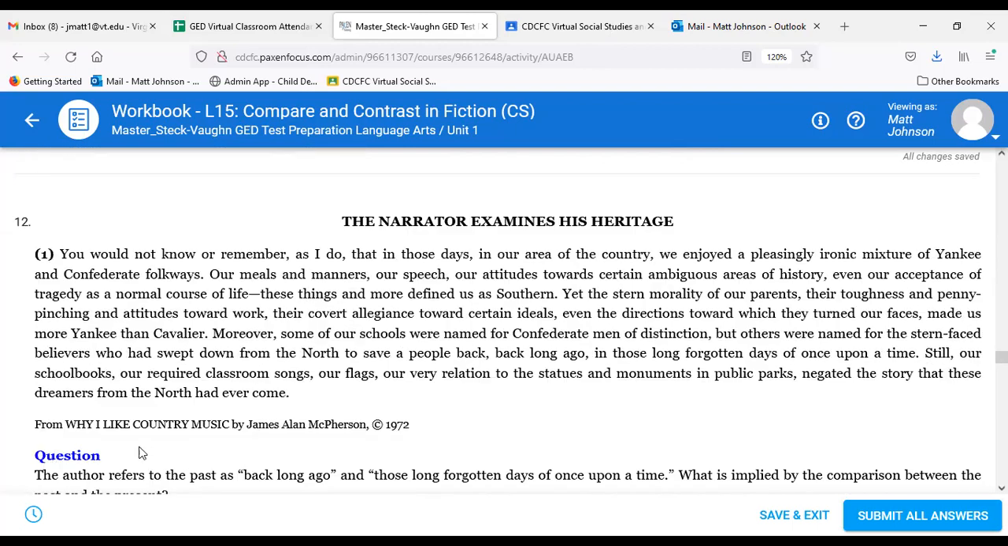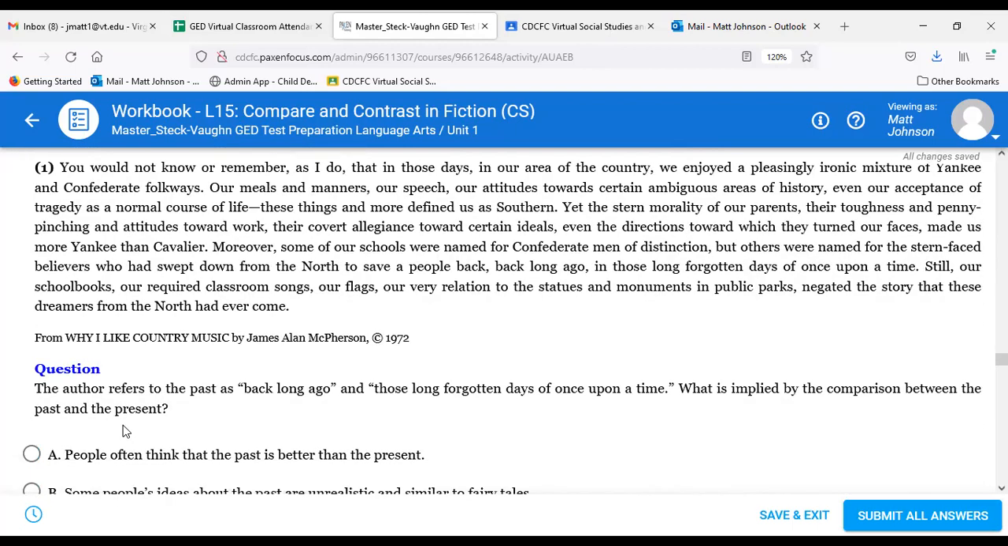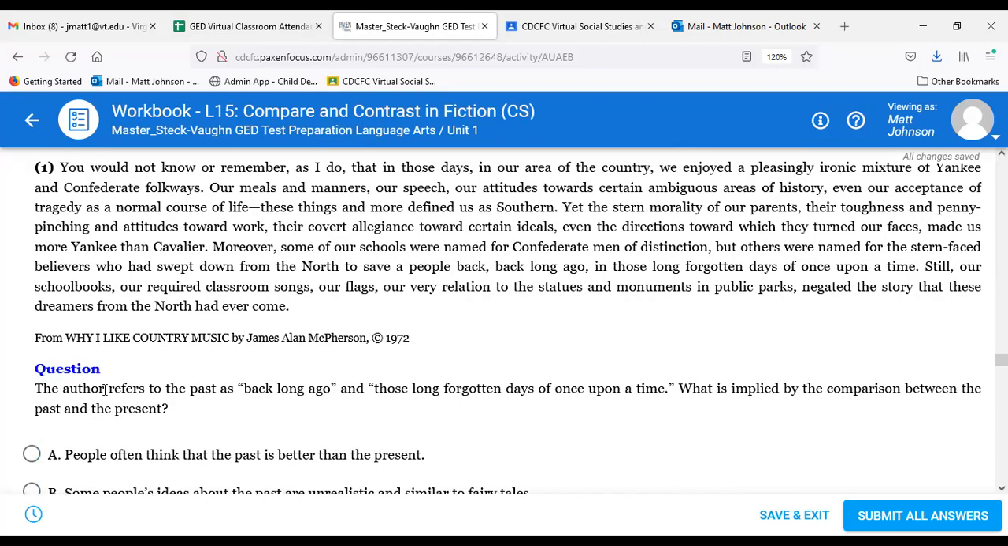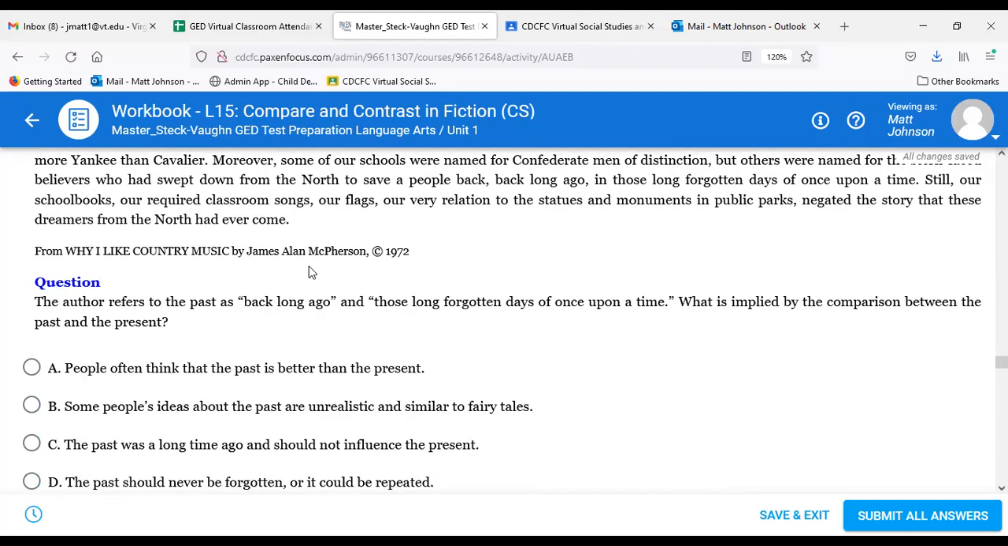Okay, and so same passage again. Nakia, you want to take number 12 for us? Okay, the author refers to the past as back long ago in those long forgotten days of once upon a time. What is implied by the comparison between the past and the present?